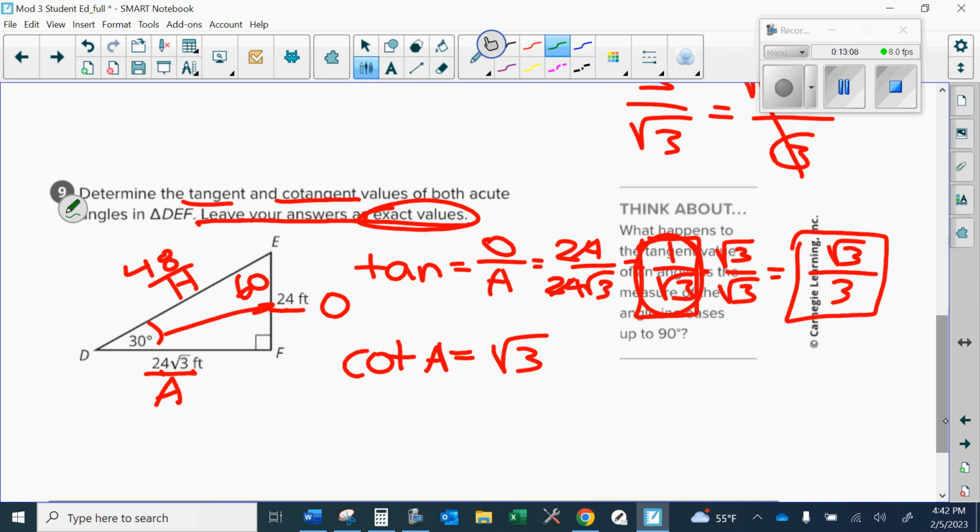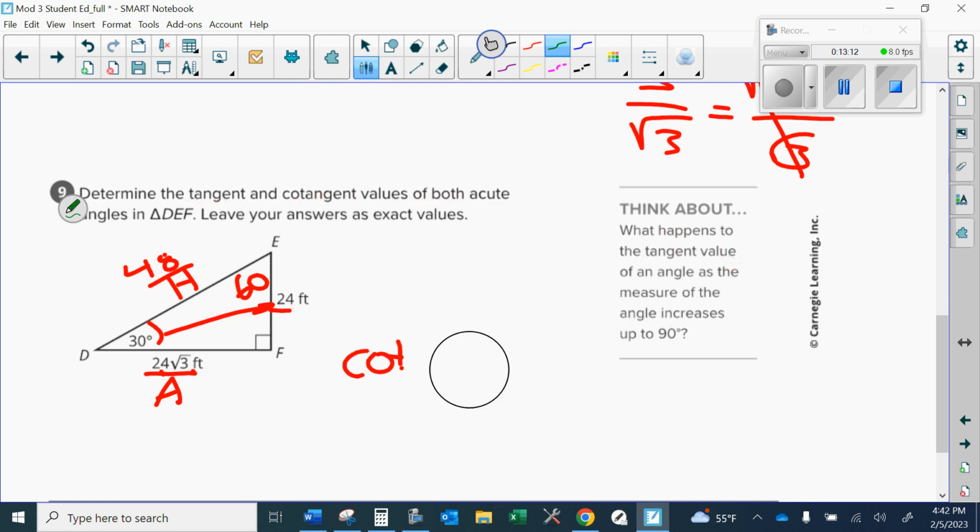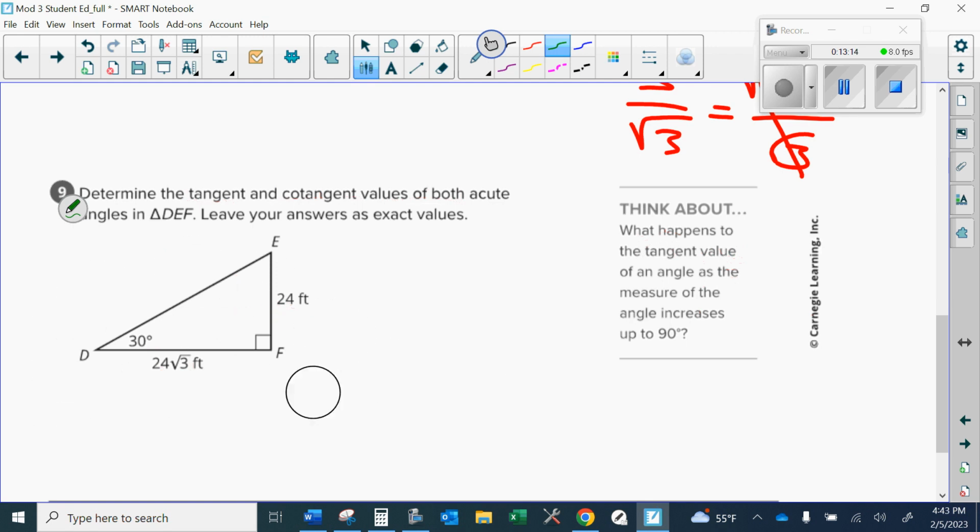All right, so let's look at this problem right here then. Determine the tangent and cotangent values of both acute angles in angle DEF. Leave your answers as exact values. Exact means no decimals. That means you leave it in radical form. But remember, no radicals in the denominator. We've been practicing on your warm-ups.